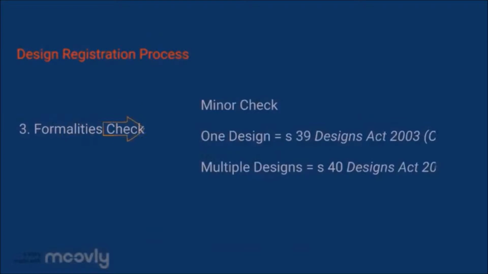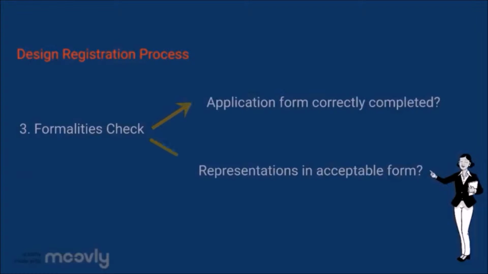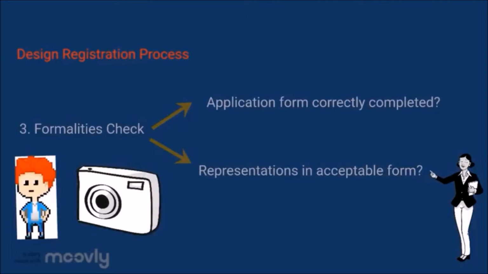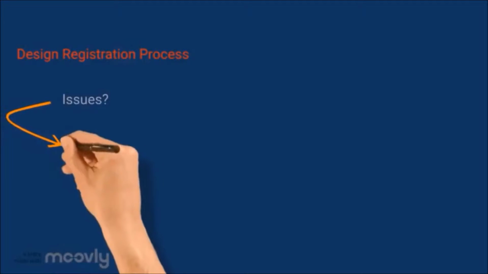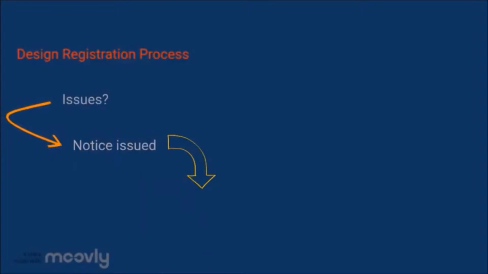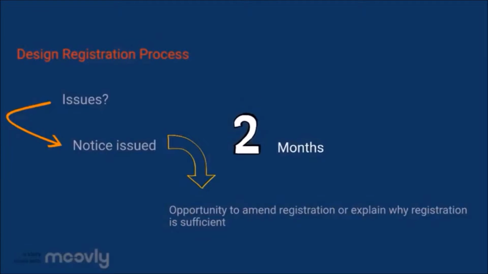After filing the application, Intellectual Property Australia conducts a minor formalities check pursuant to sections 39 and 40 of the Act. The check is not substantive and focuses on whether an application contains sufficient details to register a design. This includes whether the form is correctly completed and whether the representations are in the acceptable form. Should any issues arise, IP Australia will provide a written notice as to the formalities which were not satisfied, and an applicant has 2 months to respond, either amending their application or reasoning why their initial application is sufficient.